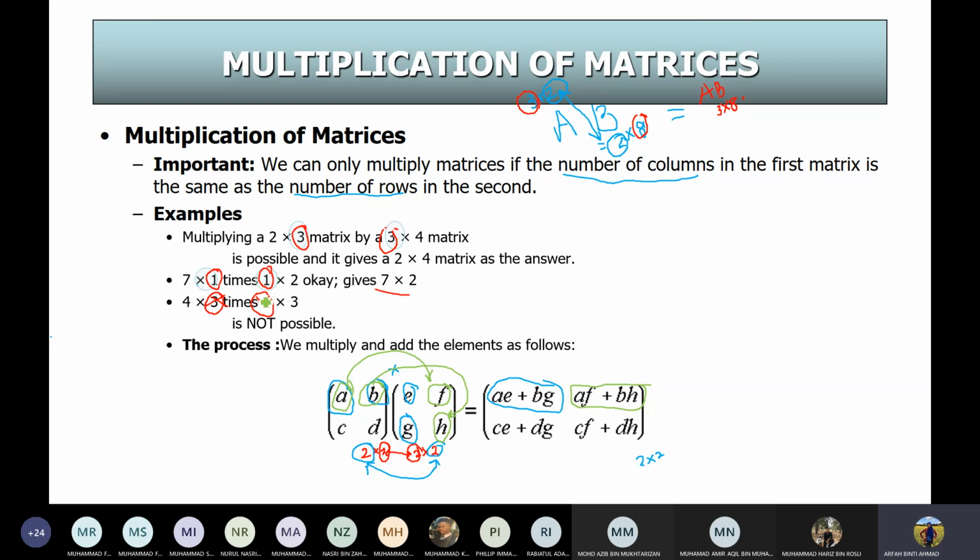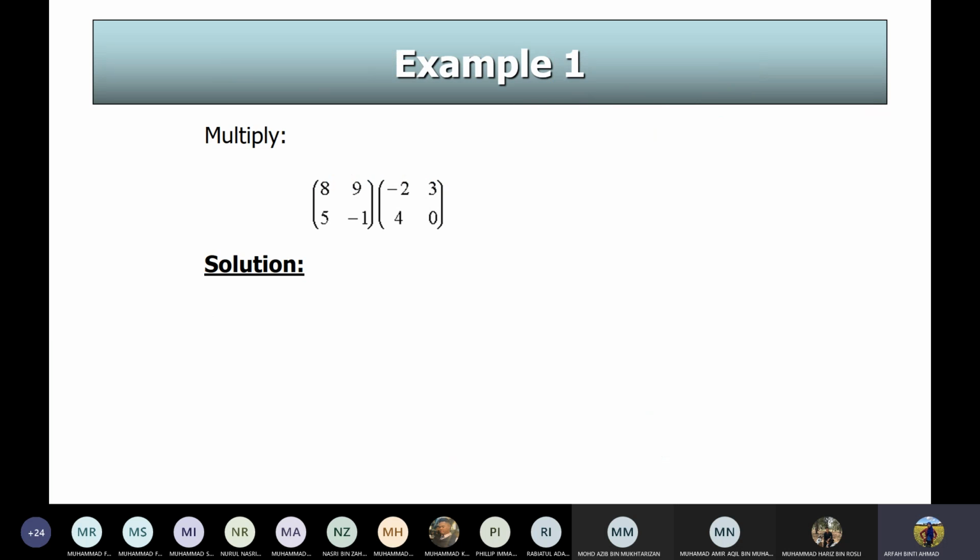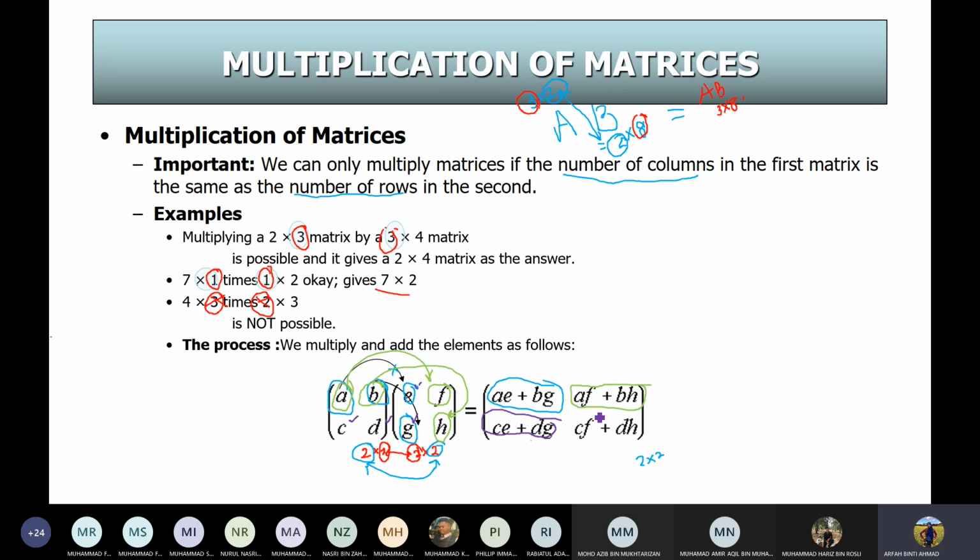So the same goes for the third one. Untuk elemen yang baris kedua, kolom pertama, you will have C darabkan dengan E dan ditambahkan dengan D darabkan dengan G. Baris kedua darabkan dengan kolom pertama. So CE tambah DG. Then C darabkan dengan F tambah D darabkan dengan H. So dapat the fourth element in the hasil of the matrix.